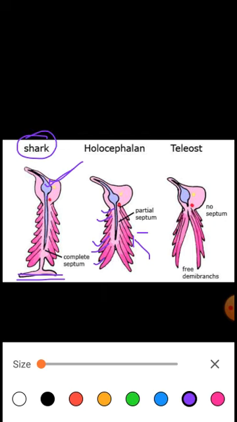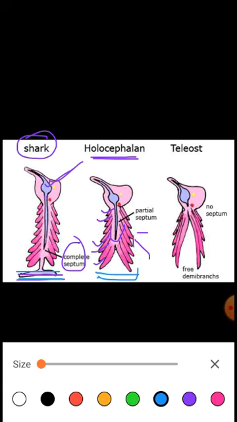That's why we say that gills are completely separated by septum in case of sharks, while you can see that in holocephalans or the rat fishes, which are also cartilaginous fishes, the septum is still here, and then the finger-like projections are free at the margins. You can see here, right? Over here the septum is extending beyond the filaments, while over here the filaments are extending beyond the septum, right?